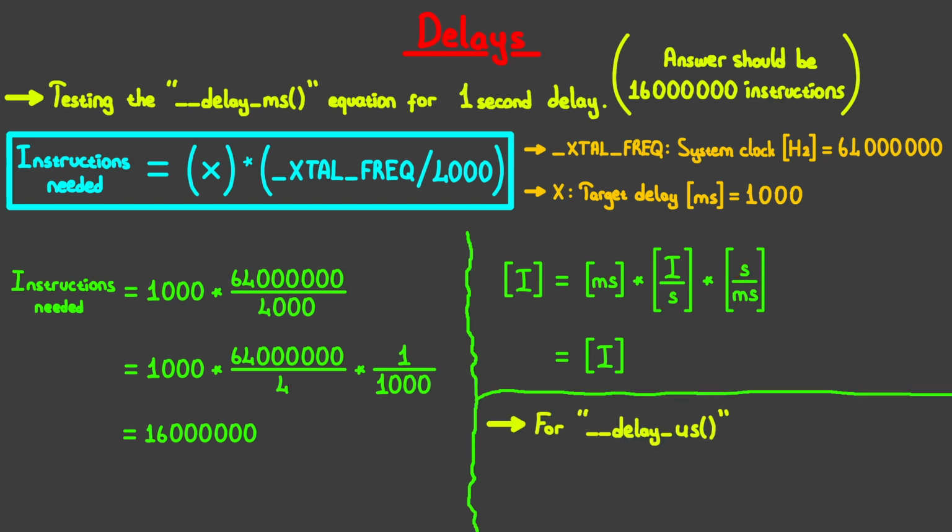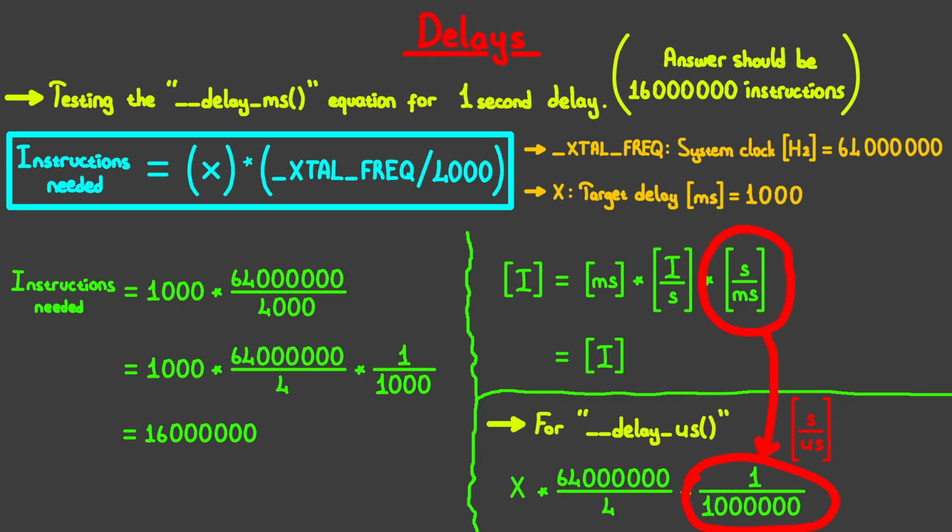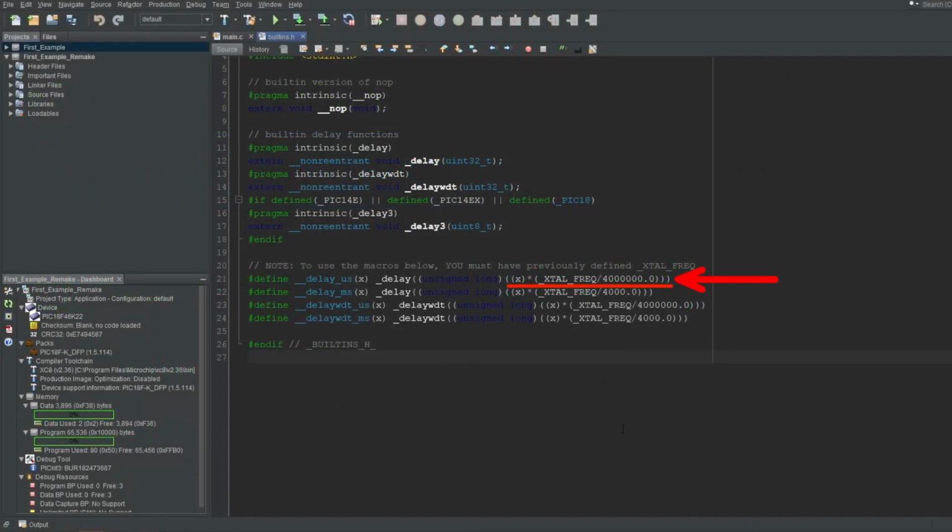The equation for the __delay_us function should be self-explanatory. The only difference is this term. Just replace milliseconds with microseconds, which will make this term divide by 1 million instead, and there you go. You can also see the same in the definition of the function as well.